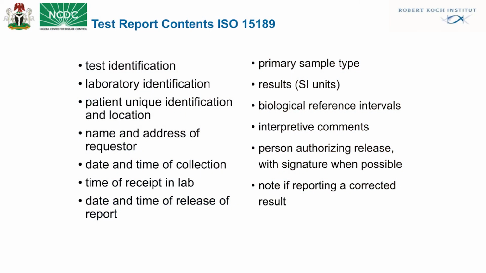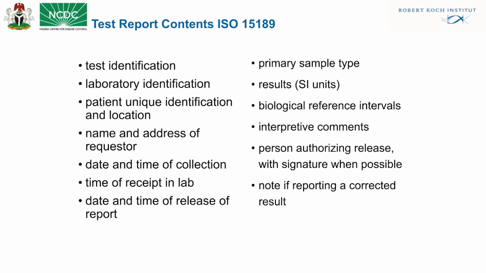Test report content in terms of ISO 15189. Test identification, that is primary sample type. Laboratory identification results in SI unit. Patient unique identification and location. Biological reference intervals. Name and address of requester. Interpretative comment. Date and time of collection. Date and time of release of results.